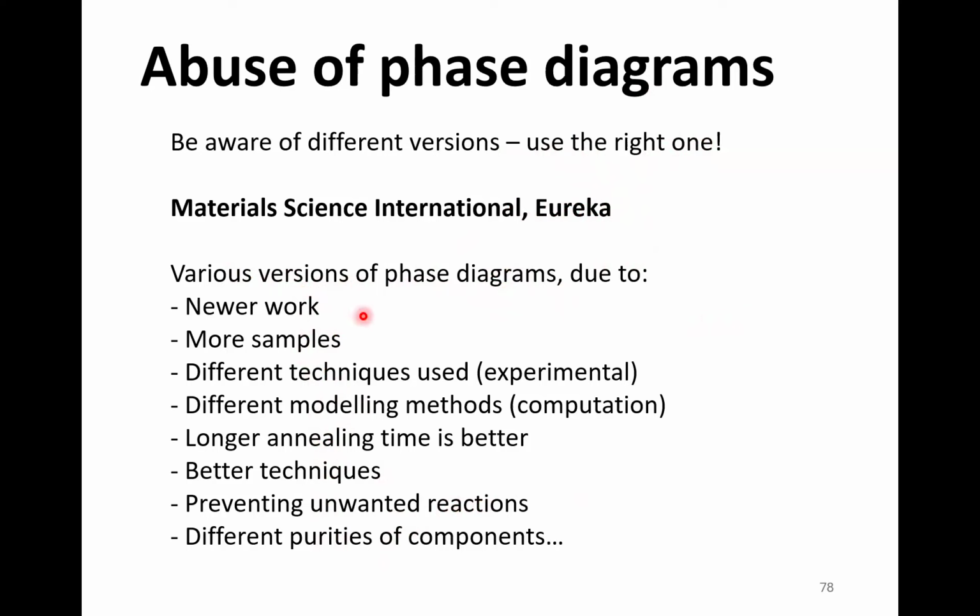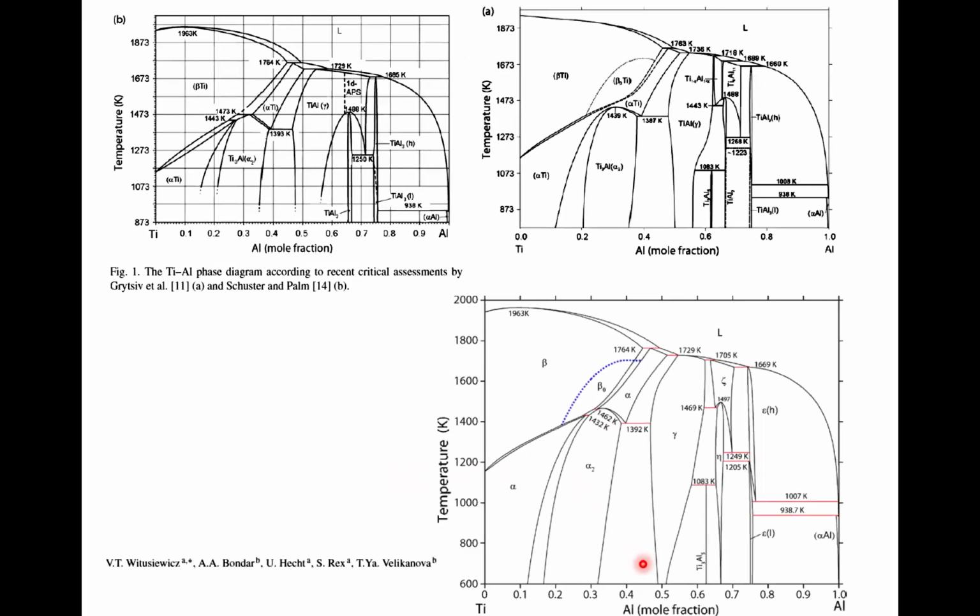And it could be not necessarily newer is better, but you can have more samples, different techniques with agreement between the techniques, different modeling. Some modeling is better than others. Did they anneal it for longer? So then you get more equilibrium. Better techniques they use, preventing unwanted reactions, different purities of components. We do things like that.